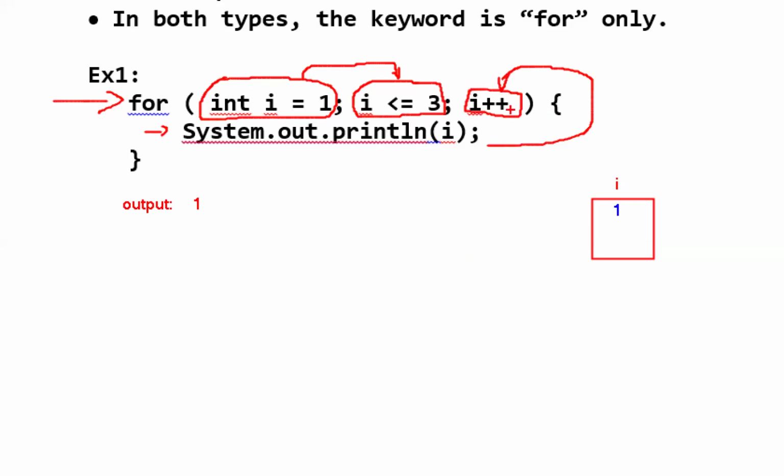2. I plus plus. You know plus plus is called the increment operator, a unary operator. I plus plus means the I value gets incremented by 1. But where is that incremented value stored? The result is stored again in the same variable, I only.